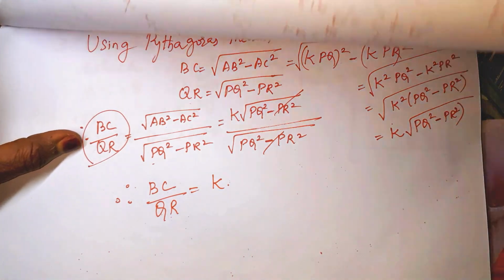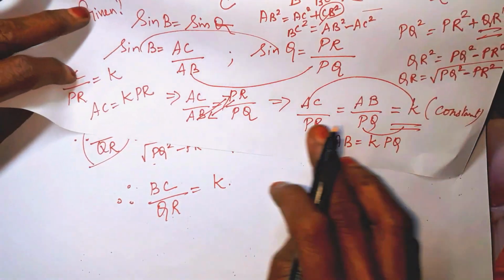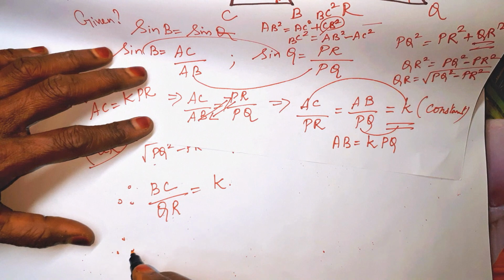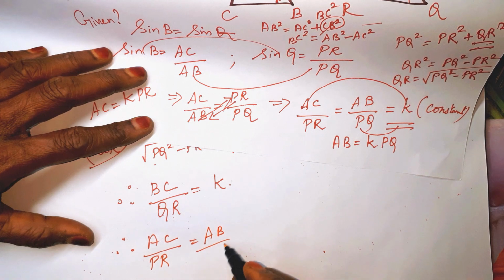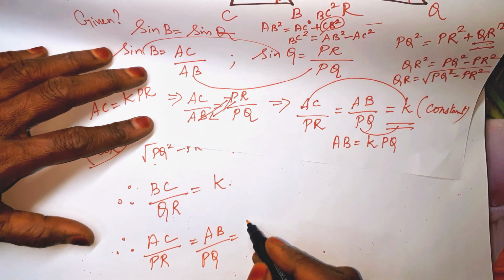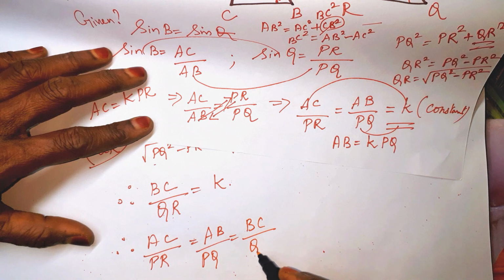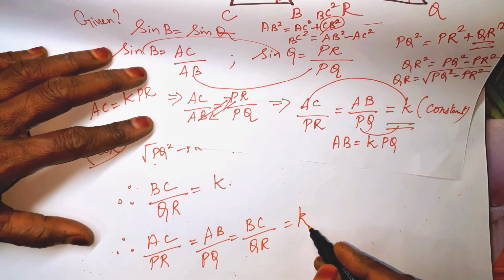Already we have this, it is equal to K. Therefore, finally what we are getting: AC by PR is equal to AB by PQ equal to BC by QR equal to some constant K.